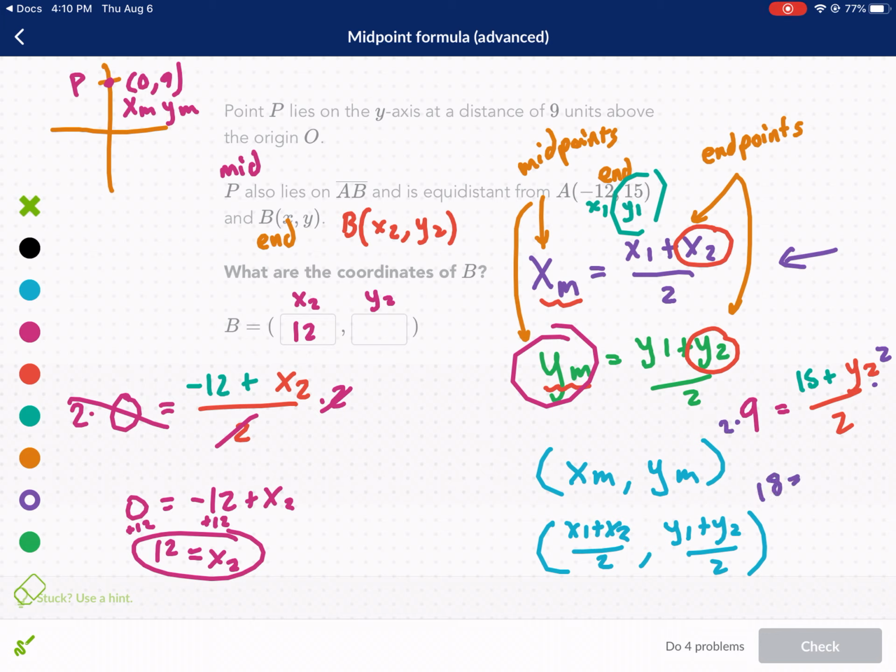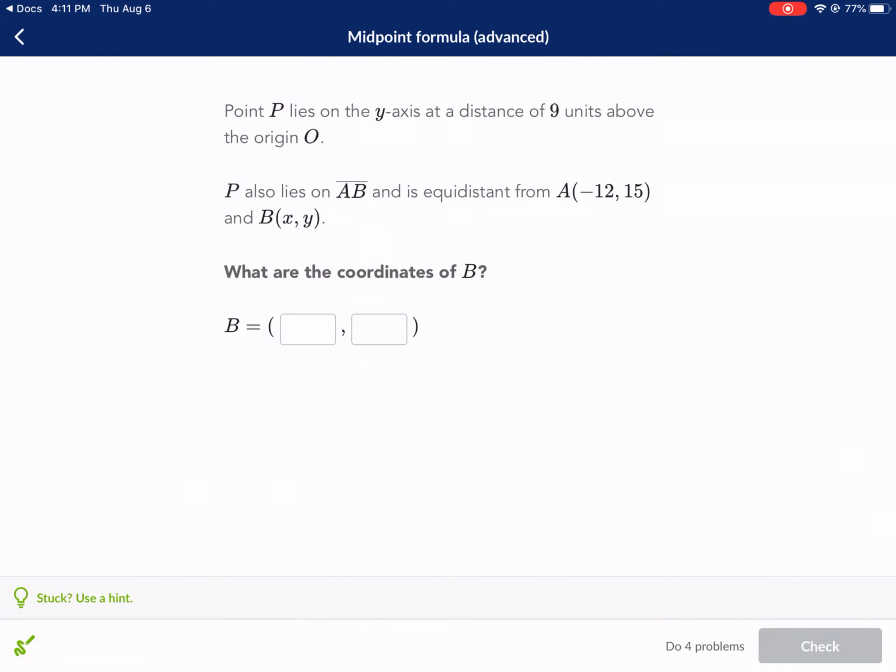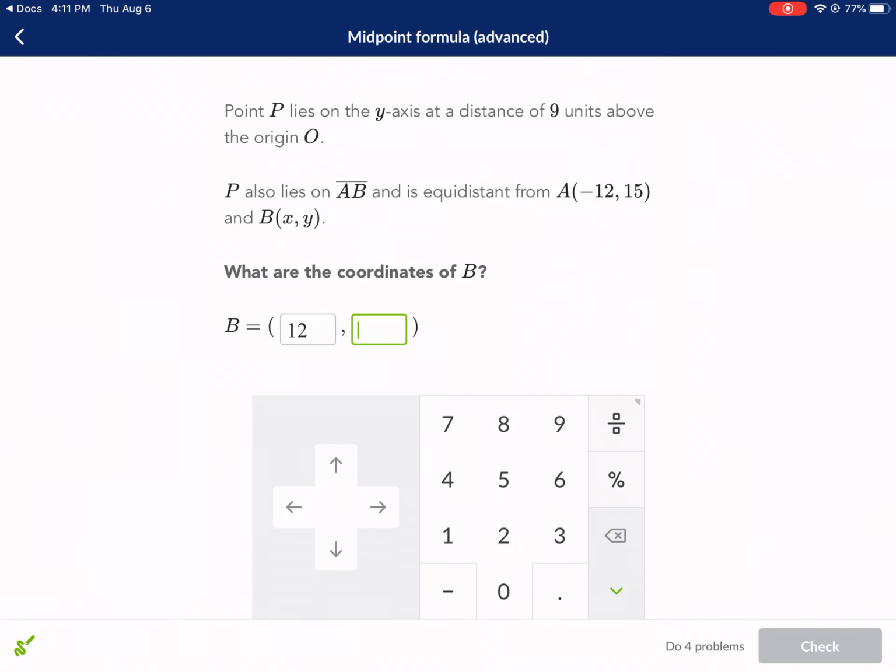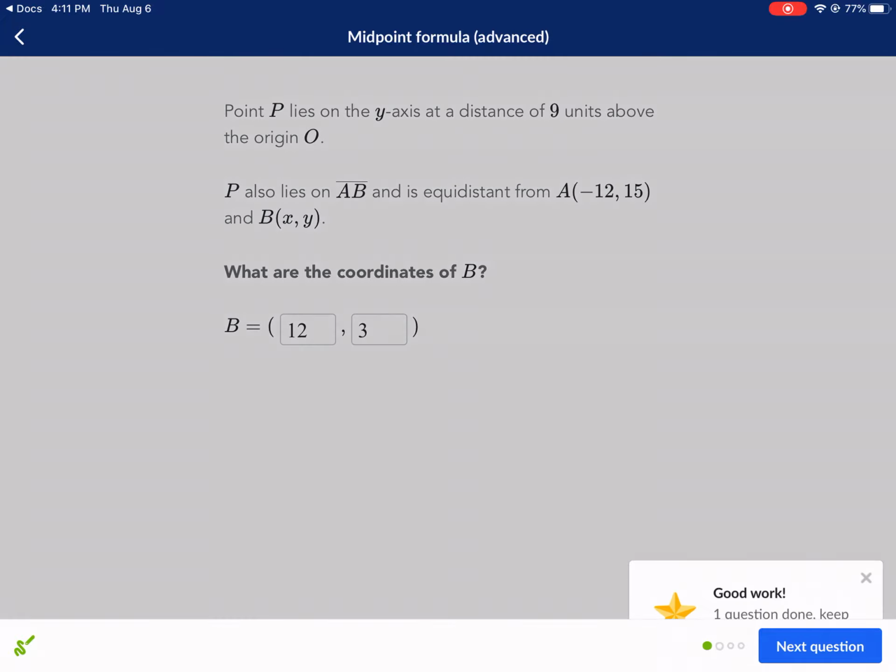18 equals 15 plus y2. We subtract 15 from both sides. We get 3 equals y2. And so now we have our midpoint for the y value is 3. So we're going to write 12, 3, and for our answer here, 12, comma 3. Check it, take it to the bank.